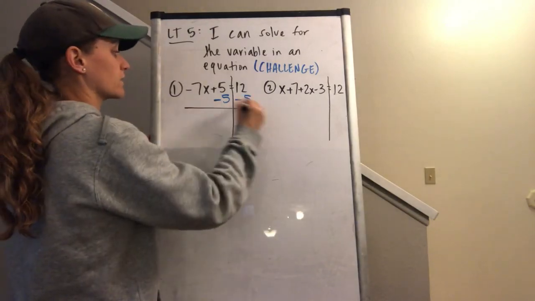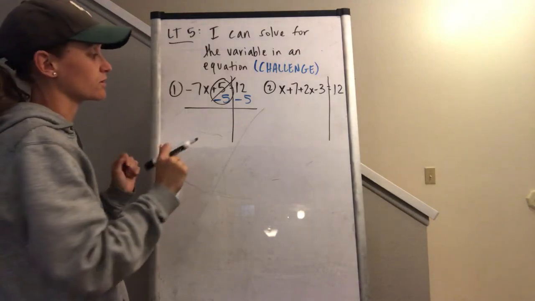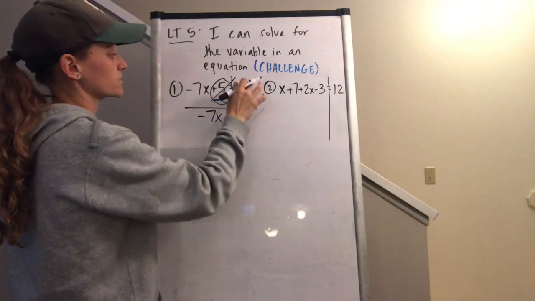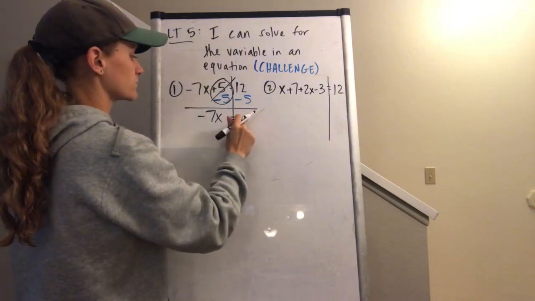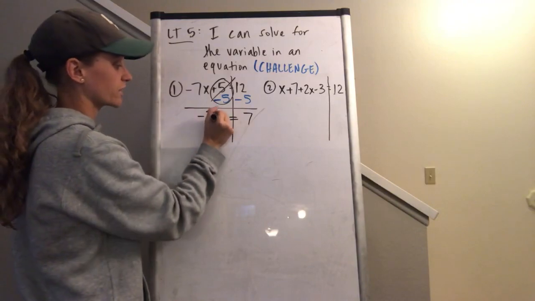And so I end up with a 0 pair here, and that's the goal, is you want to just keep canceling out the units until they go away. So I have negative 7x equals, and 12 minus 5 is 7. Oops. And then now that I have that, I still want to get x by itself.